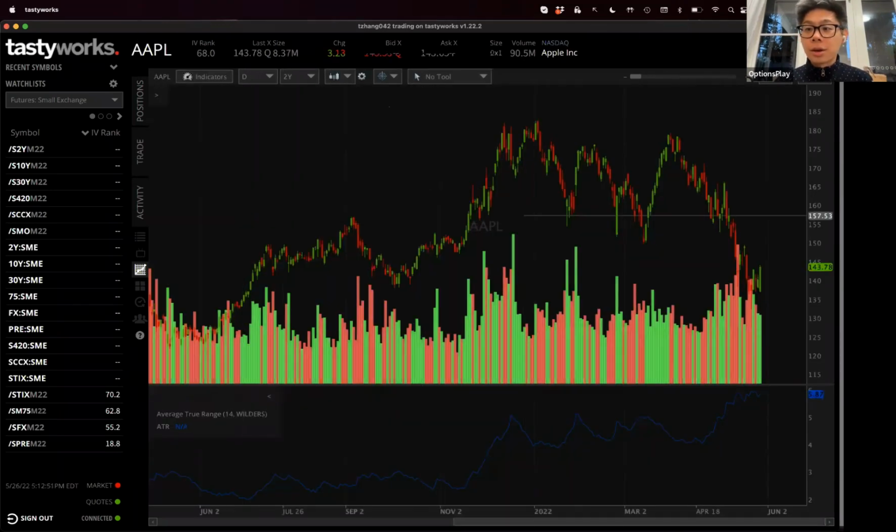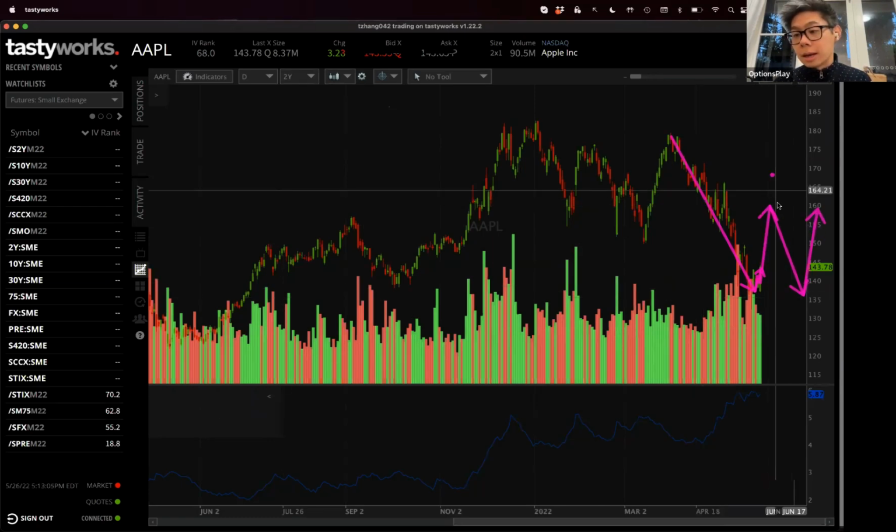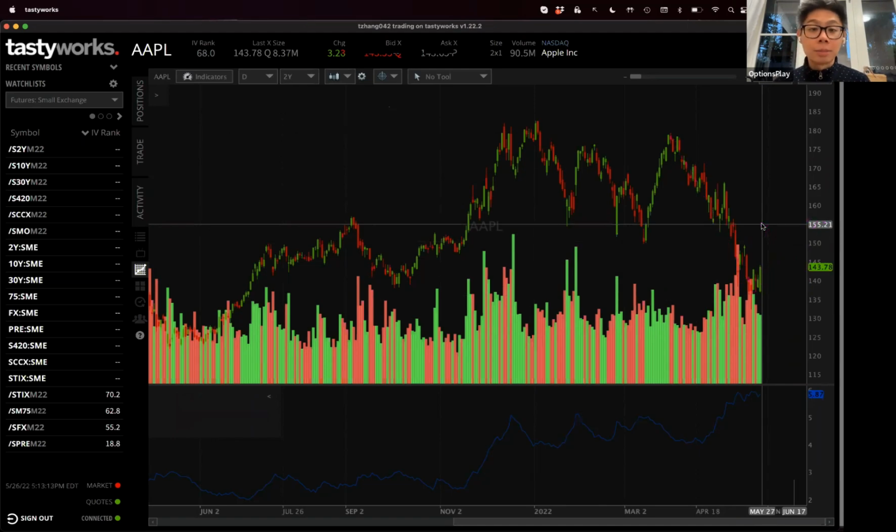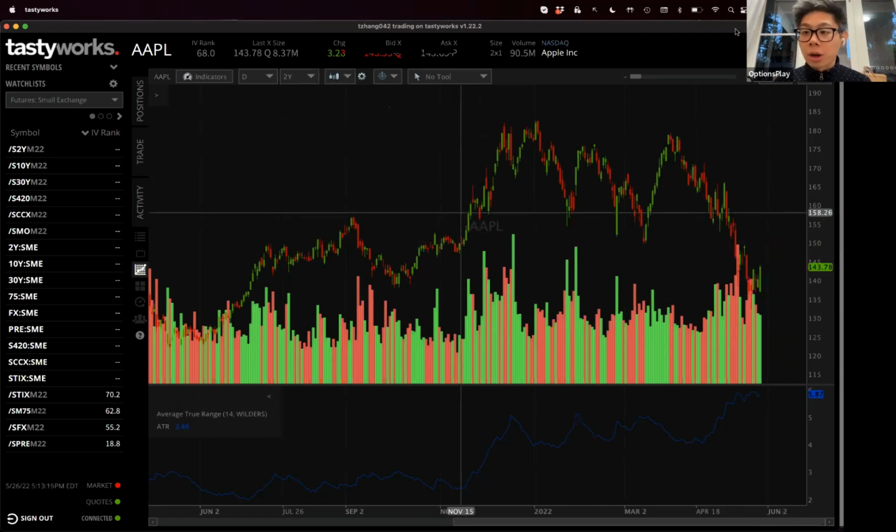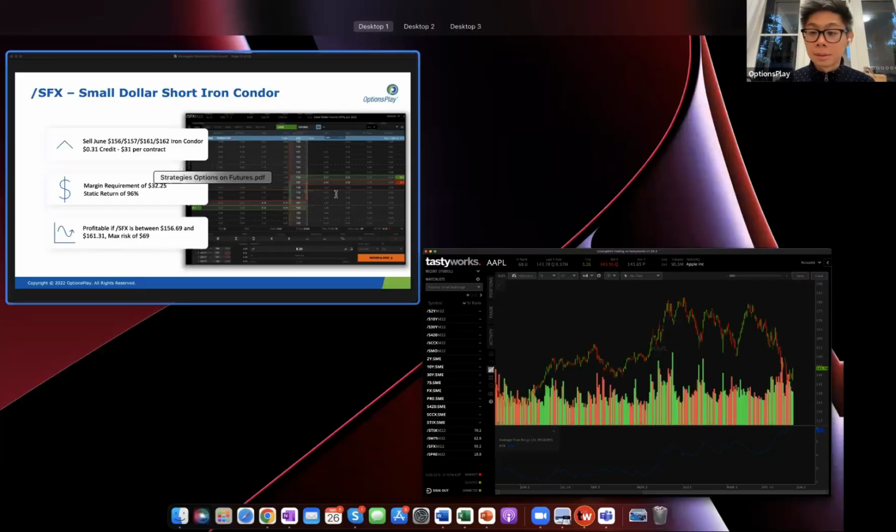So you have a very similar setup to the US dollar, if not inverse, right? Basically, you've had a big move here to the downside. We're starting to see a bit of movement to the upside. Perhaps now is when you start to see a bit of consolidation for Apple. And maybe you might want to sell a strangle where you're closer to the bottom end, and then you find something in the 150 range, 155 range, on the upside, just for a quick example.